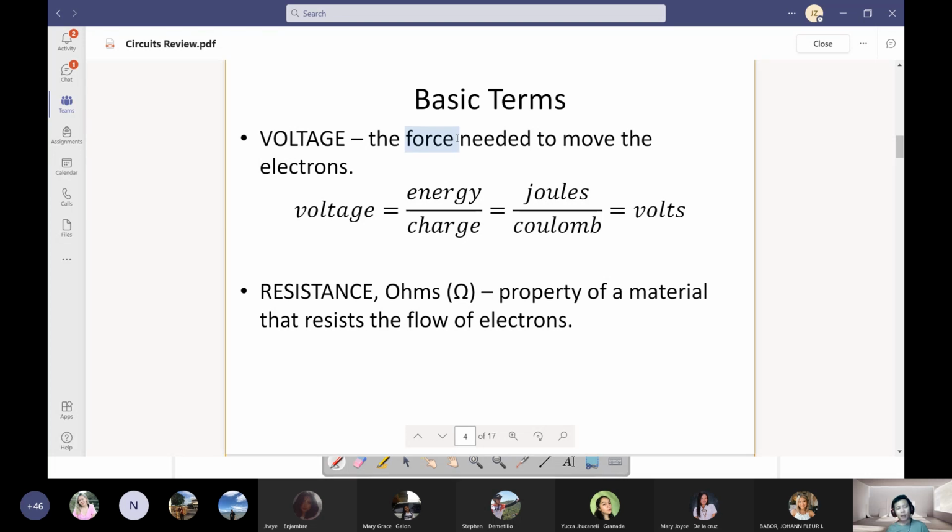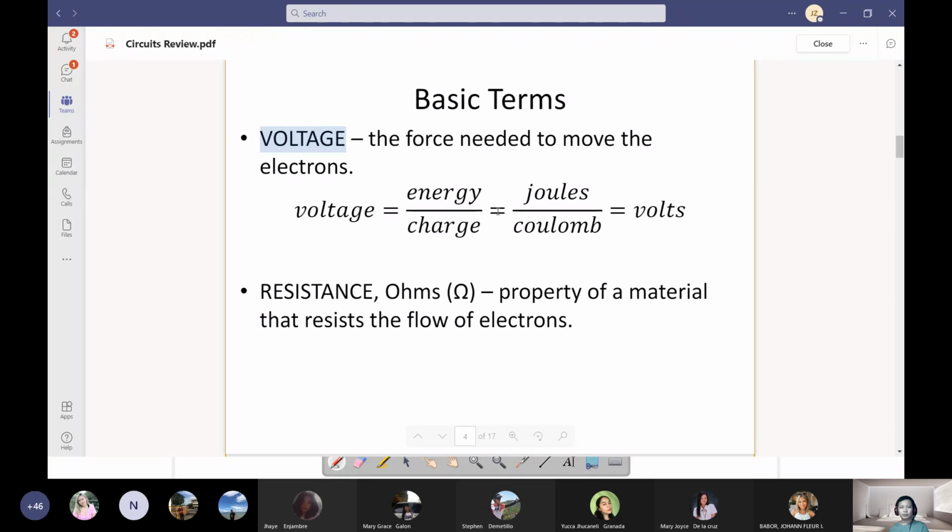Voltage is what pushes the electrons. It pushes the electrons so that they move, so that they run. The electron cannot move by itself. Therefore, voltage will be the one in charge of moving the electrons. So, the higher the voltage, the higher the force involved in pushing the electrons. The lower the voltage, the weaker the push on the electrons.